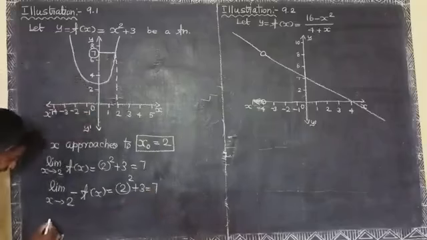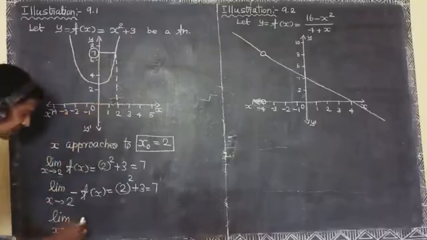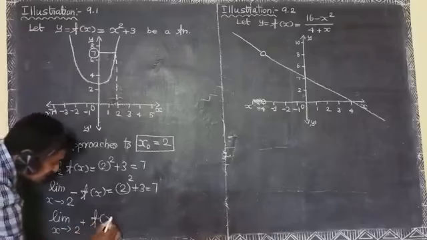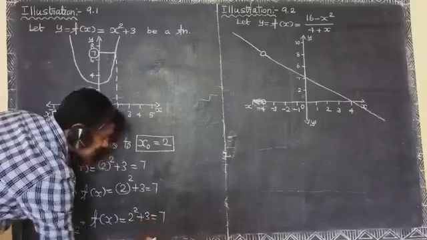Next find the right approach, that is x tends to 2 plus. The plus sign represents x approaches 2 from the right side. f of x which is equal to 2 square plus 3, which is equal to 7.